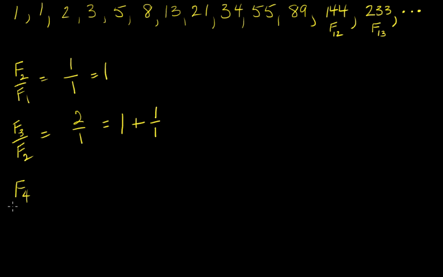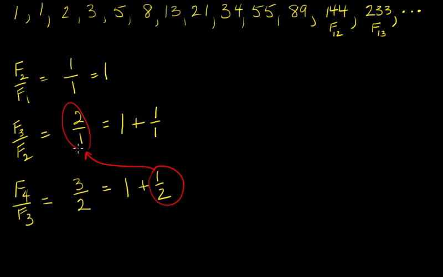So let's look at f4 over f3. f4 divided by f3, the fourth Fibonacci divided by the third. Okay, let's take out 1. So 3 halves is 2 halves plus 1 half. 1 plus a half. Now here is where you can start to see the pattern. 1 half, what I have left over here, is the reciprocal of the number before it, which you could think of as 2 over 1, or you could think of as 1 plus 1 over 1.